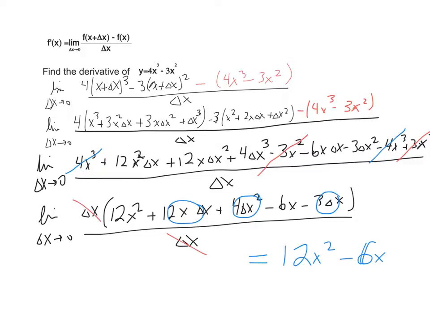So the derivative, the y prime, if you will, or dy dx. Should have had that all along here. This is dy dx. dy dx equals 12x squared minus 6x.